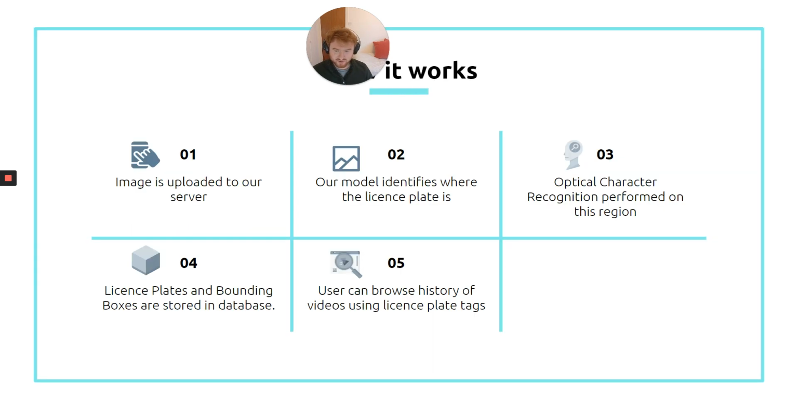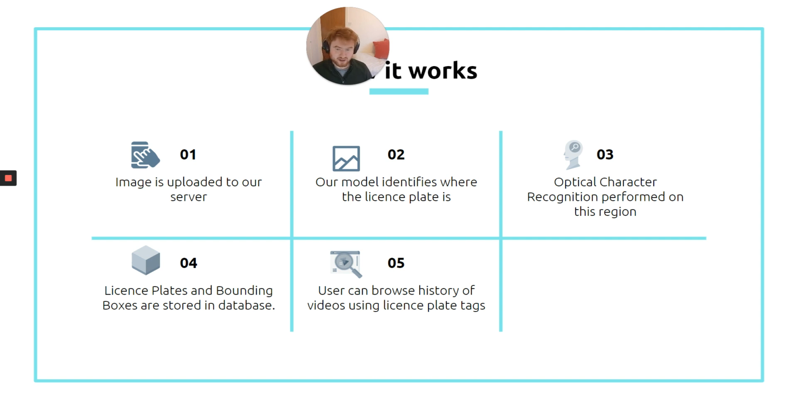And then we make this into a web application, which has a couple of steps to it. The first is that the image is uploaded to our server, and then stored in S3 so that we can access it later. Once it's been uploaded, we have a model we've trained in PyTorch that identifies where the license plate is, and that gives us a bounding box. Then we cut that out of the image and use it to identify what the characters in the license plate are, which is part of the same model. Once we've extracted the license plate and the bounding box, this is saved in our database so that we can access it later.